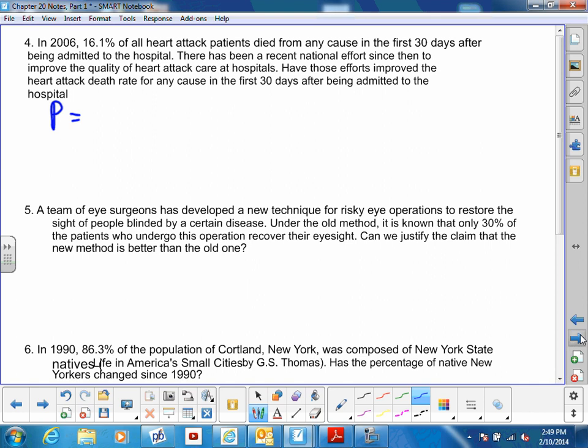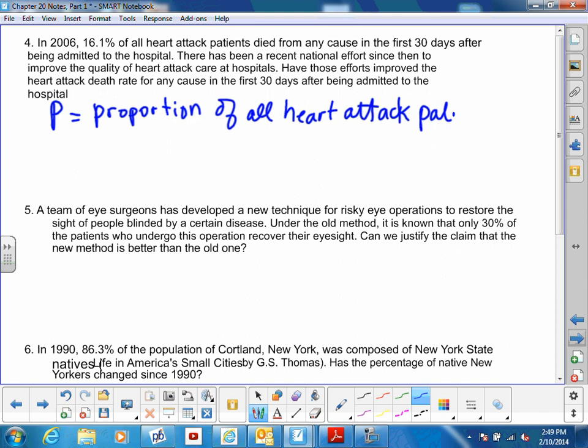So our p-value, or our proportion name, is going to be the proportion. Our parameter is the proportion of what? Okay. All heart attack patients that what? Okay. This is a new thing that I actually know is a big deal. You cannot write this parameter in past tense.